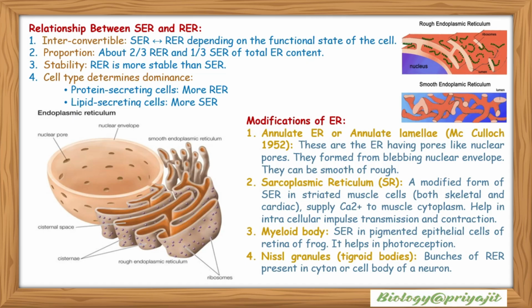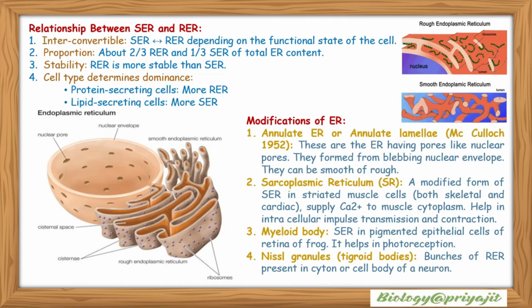So what is the relationship between ACR and RER? They are interconvertible. ACR and RER, depending on the functional state of the cell, can be converted into each other. About 2/3 RER and 1/3 ACR are there of the total endoplasmic reticulum content. Stability: RER is more stable than ACR. Cell type determines dominance. Protein secreting cells have more RER, but lipid secreting cells have more ACR.